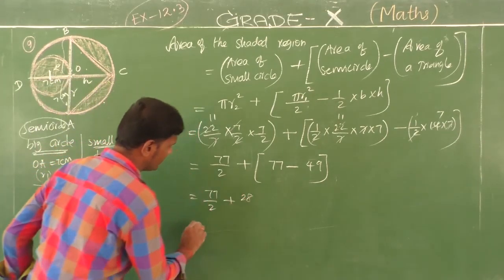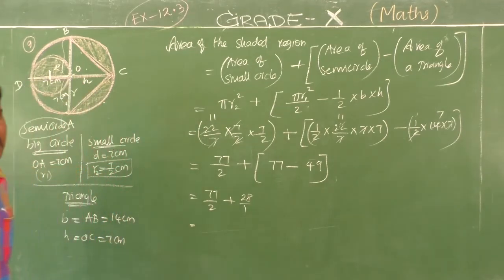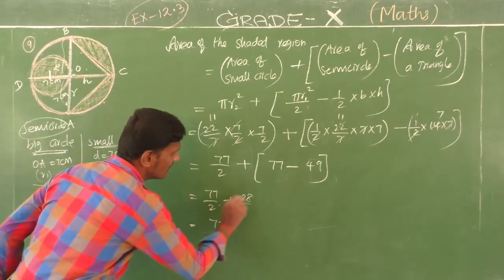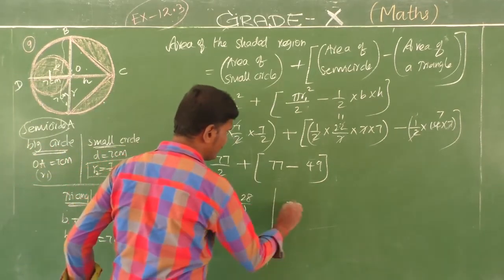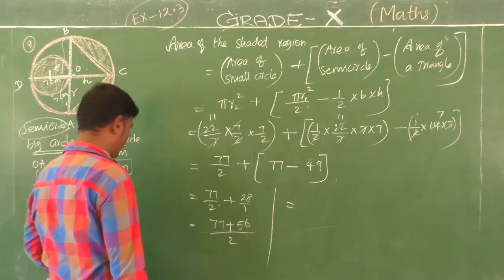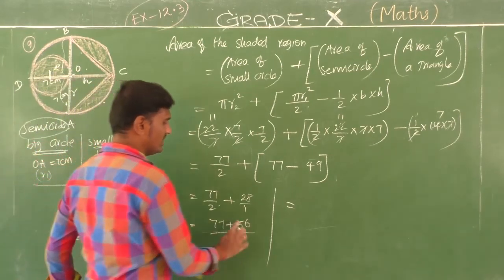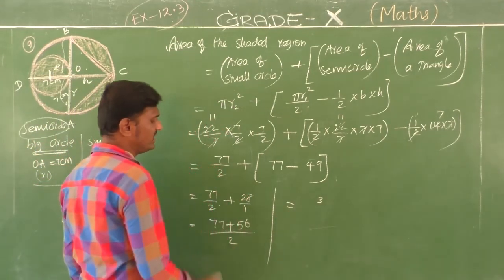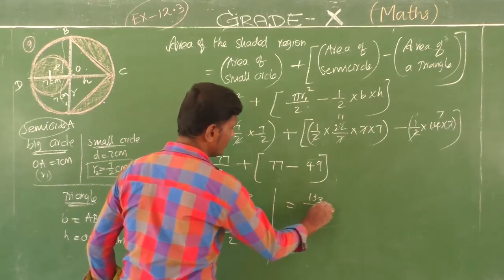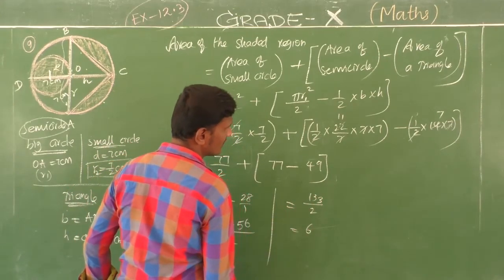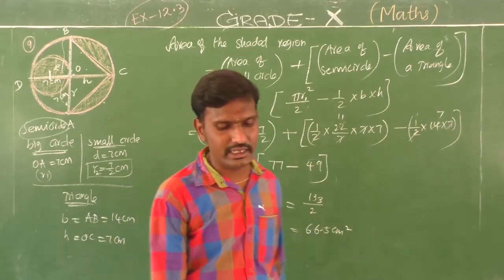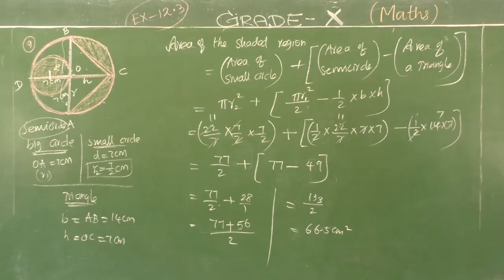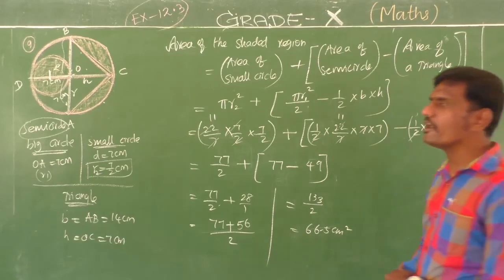Shall we take the cross multiplication of this? So it will come 77 plus 56 by 2. Add to get the answer, that is 77 plus 56. 7 plus 6 is 13, remainder 1. 7 plus 5 is 12, plus 1 is 13. 133 divided by 2: 6 twos are 12, remainder 1, so 66.5 centimeter square. Otherwise take it as 133 by 2. So have you got it, children, from question number 9?